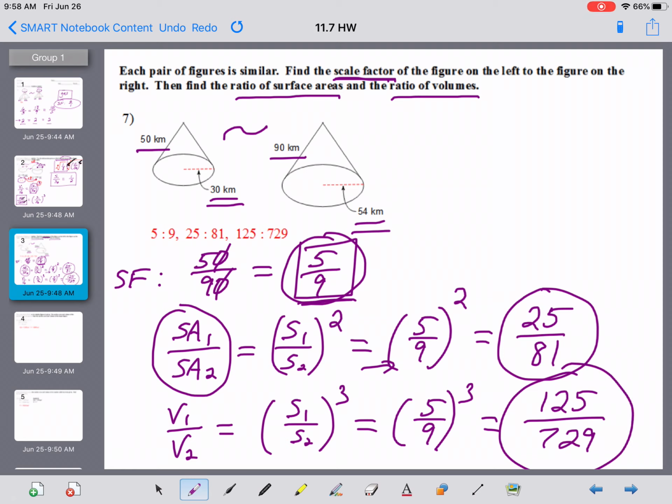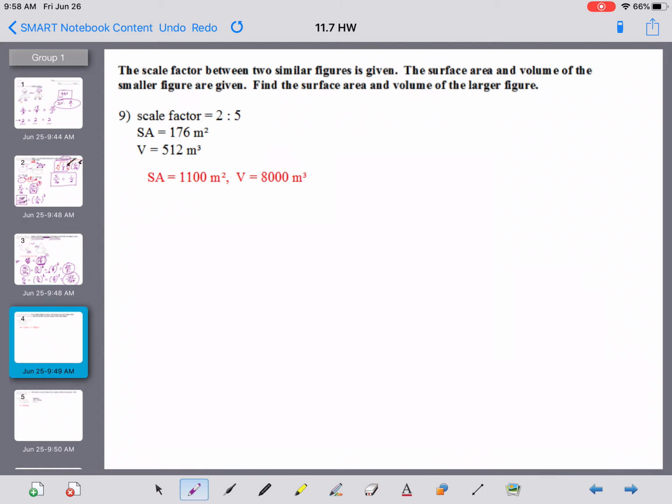So again, they were asking you 3 questions, but there it is. There's the scale factor. You square that ratio to get this one right here, and then you cube that ratio to get this one right here. Okay, that's where we're at there. That was number 7. 8 is similar. Let's look at 9 here.